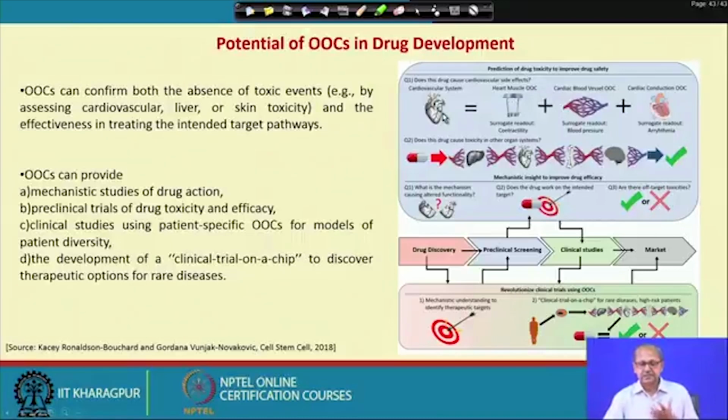Then we look for side effects at other organ levels: does this drug cause toxicity to other organs? This is a cardiovascular drug, so whether it affects the liver, the bone marrow, or the brain, meaning the blood brain barrier. So, these intra- and inter-organ drug toxicities could be assayed in a microfluidic platform using different organ on chip models. Then we check whether the mechanism causes altered functionality, or whether the drug works on the intended target. If it passes all these things, then possibly we can go for clinical study.